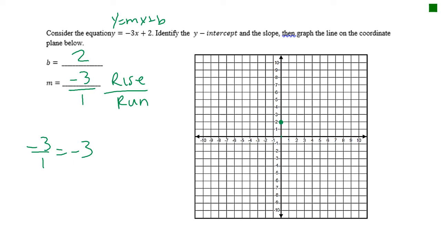The slope tells me I'm going to move down 3 because it's negative. So I'm moving down 1, 2, 3, and over to the right because it's positive 1. This is my second point. You always need 3 points. Again, from this point, I move down 3, 1, 2, 3, and over 1. Once you have 3 points, all you have to do is connect your line. That's what we're doing for this one. Pretty easy because you already know the y-intercept and the slope. All you have to do is graph it. Here's try number 10.